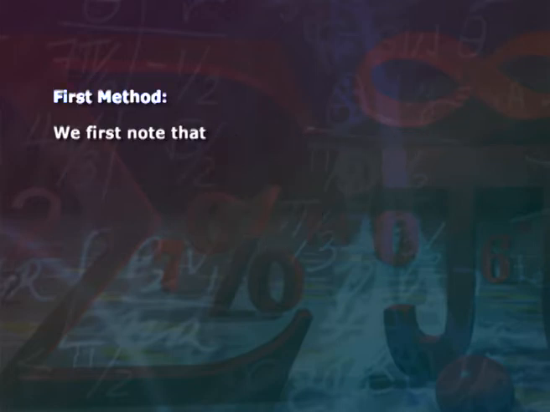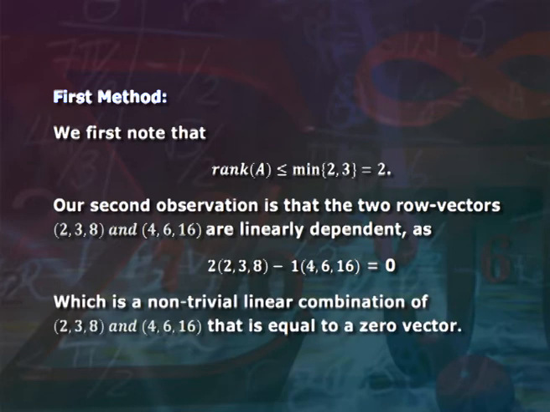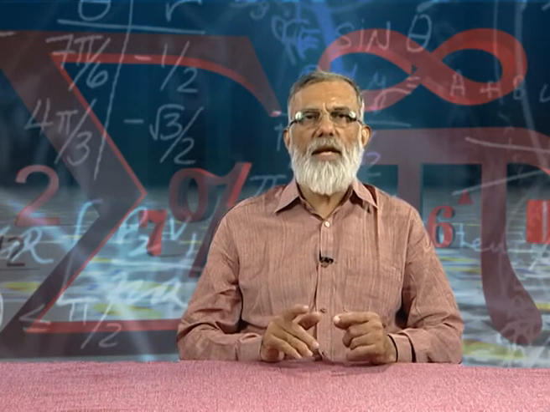First method. We first note that rank of A is less than or equal to minimum of 2 and 3, which is equal to 2. Our second observation is that the two row vectors 2, 3, 8 and 4, 6, 16 are linearly dependent, as 2 multiplied by 2, 3, 8 minus 1 multiplied by 4, 6, 16 is equal to 0, which is a non-trivial linear combination of 2, 3, 8 and 4, 6, 16 that is equal to a 0 vector. This means that we cannot have two linearly independent row vectors. On the other hand, we do have one vector which is linearly independent. Thus, row rank of A is 1.